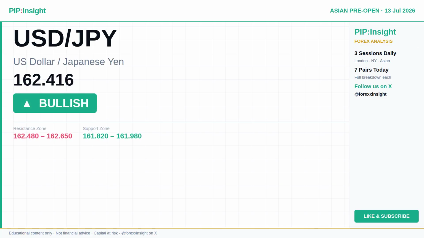Dollar yen. The chart is showing bullish structure on this session. The 4-hour trend is to the upside and the 1-hour is also pointing higher. Resistance is marked between 162.48 and 162.65. Support is marked between 161.82 and 161.98. Here is the full chart breakdown.